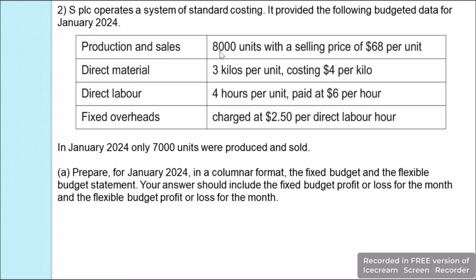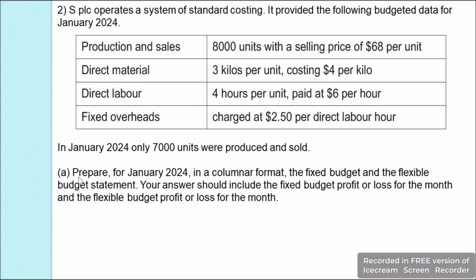Production and sales 8,000 units with a selling price of $68 per unit. Direct material 3 kilos per unit costing $4 per kilo. Direct labor 4 hours per unit paid at $6 per hour. Fixed overheads charged at $2.5 per direct labor hour. In January 2024, only 7,000 units were produced and sold.